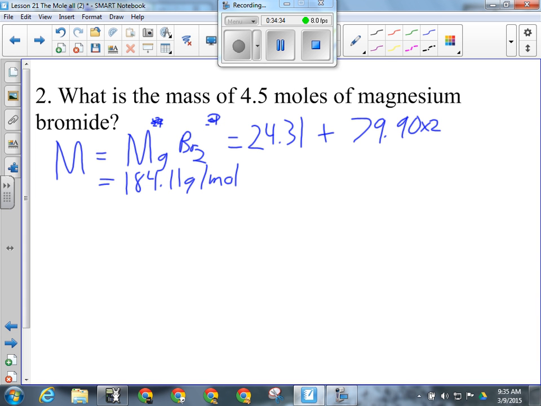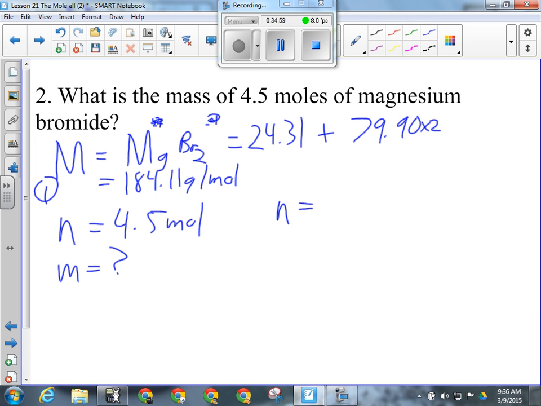What else did the question give me? The number of moles, so that's n. 4.5 mole. And I'm looking for the mass. Well, the mass is little m. You got 1 mark.